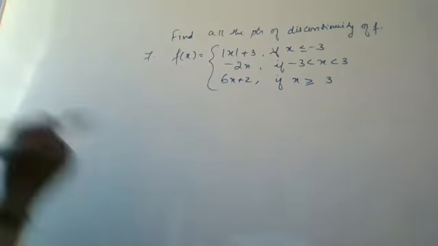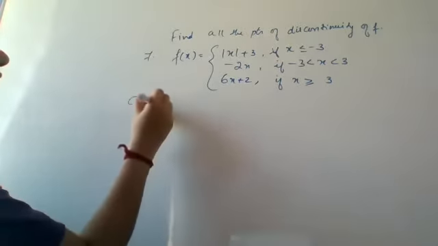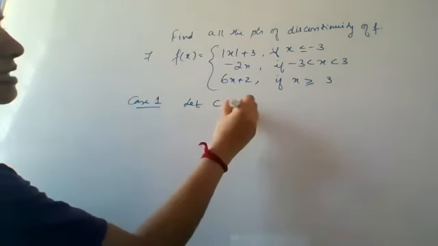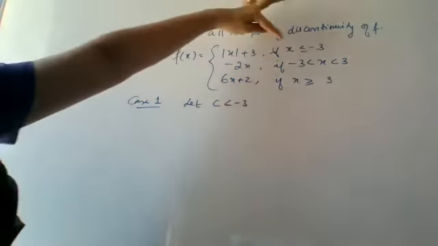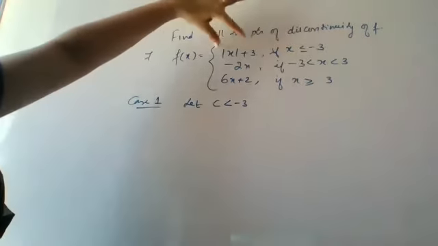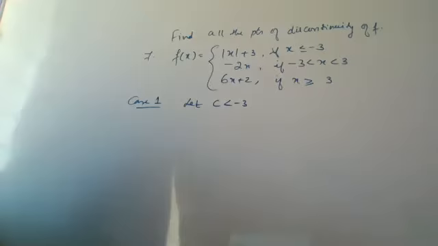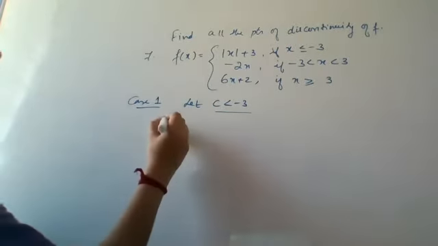Remaining will be continuous. Remaining in the sense, first case you have to take as let C be less than minus 3. So we are taking a general term, any number smaller than minus 3, and you are checking whether it is continuous or not. Okay, so this is your first case, C is less than minus 3. For that, what will be f of c?